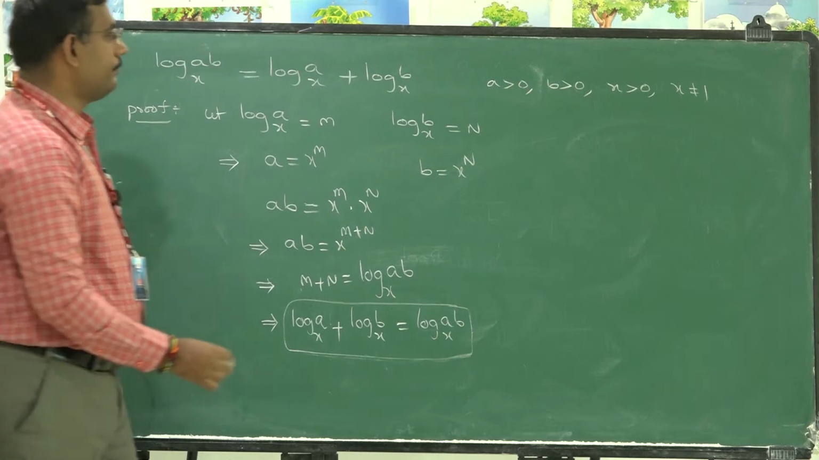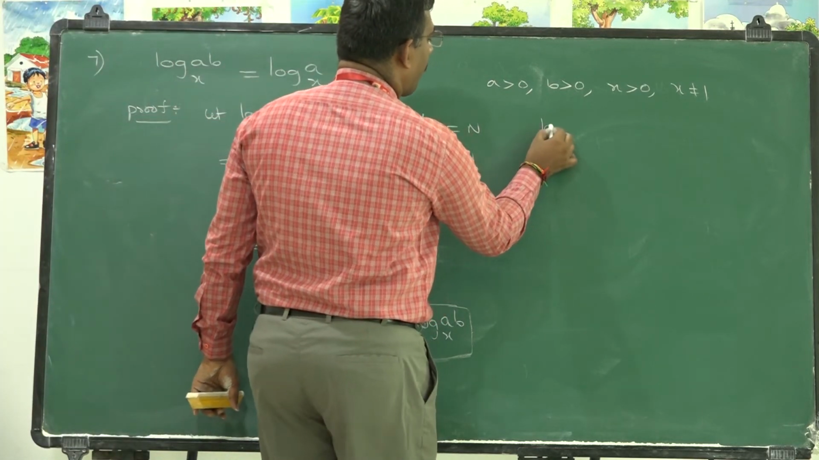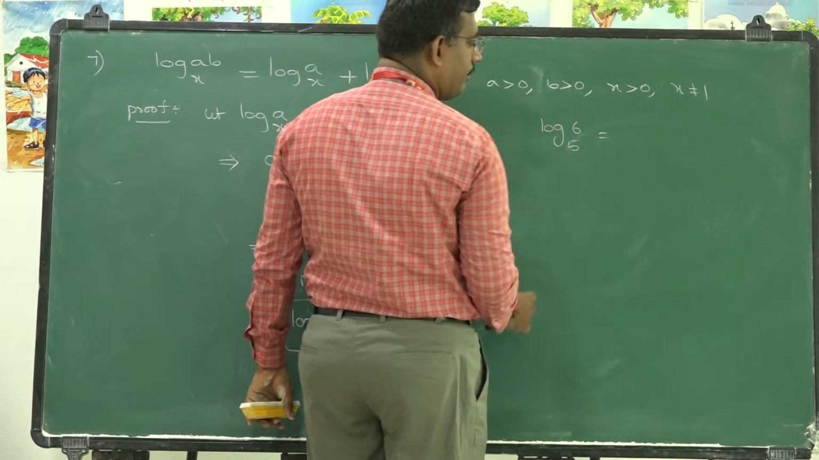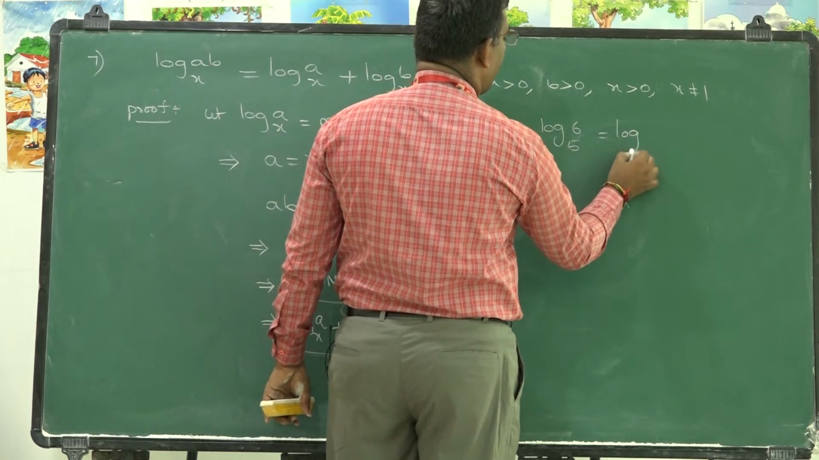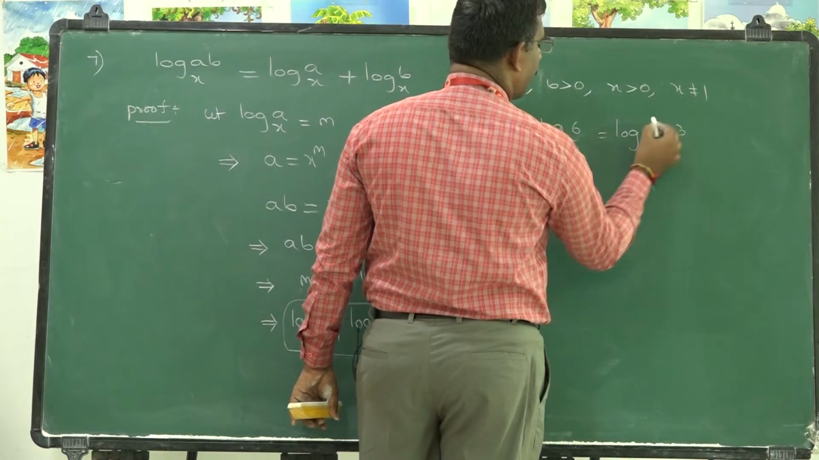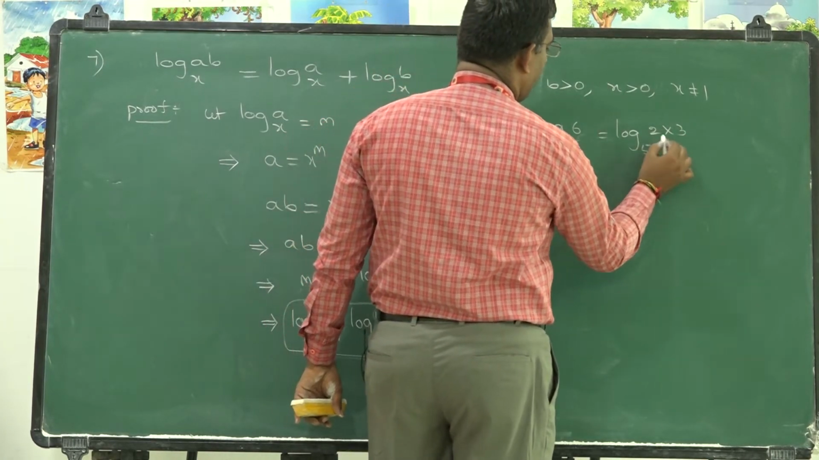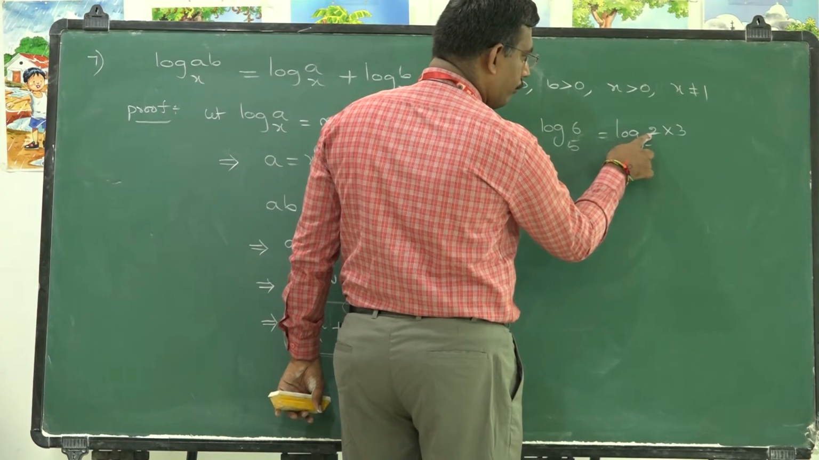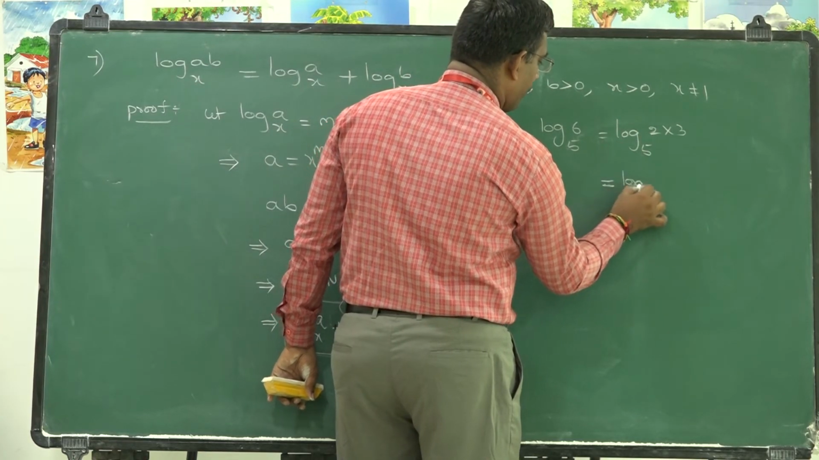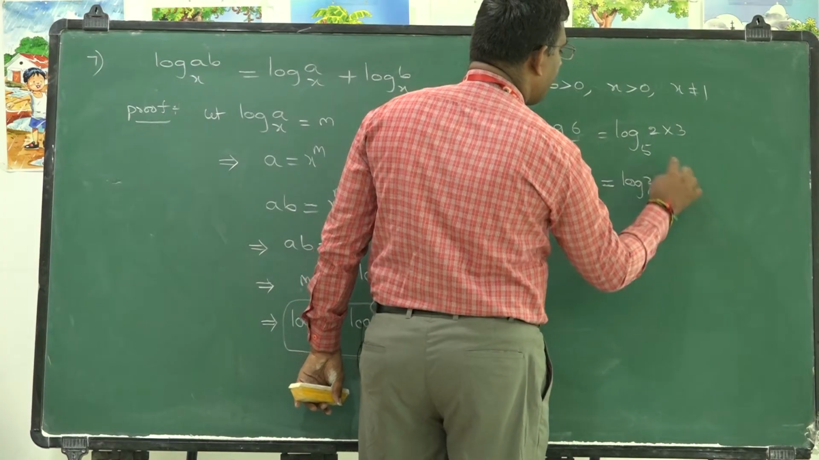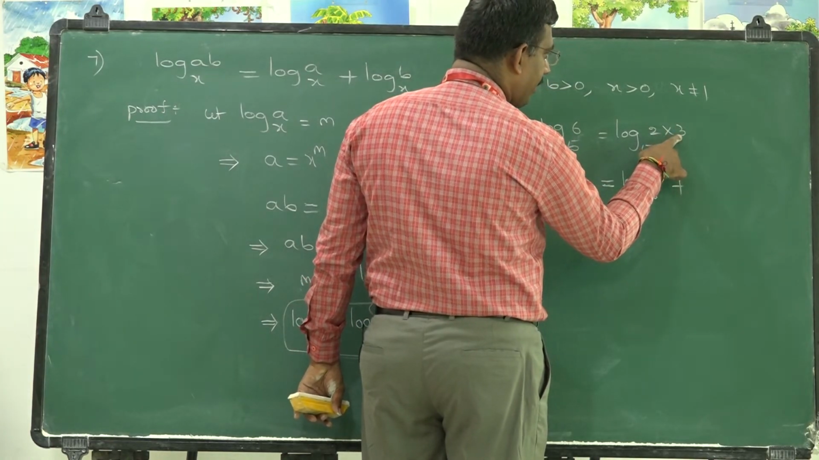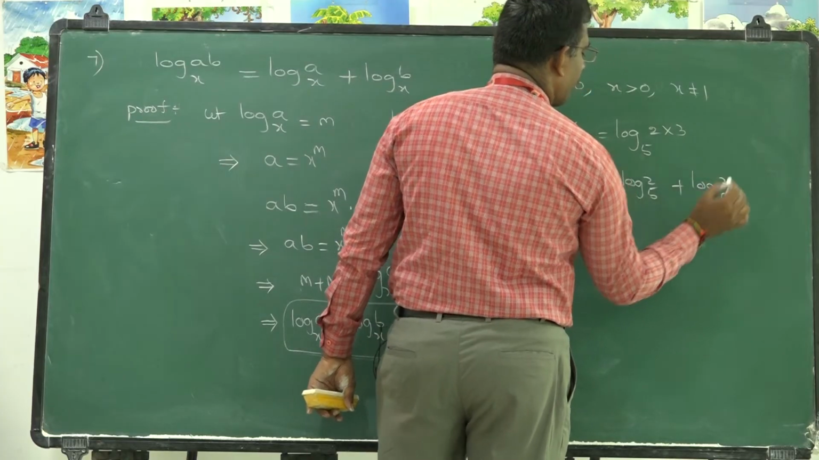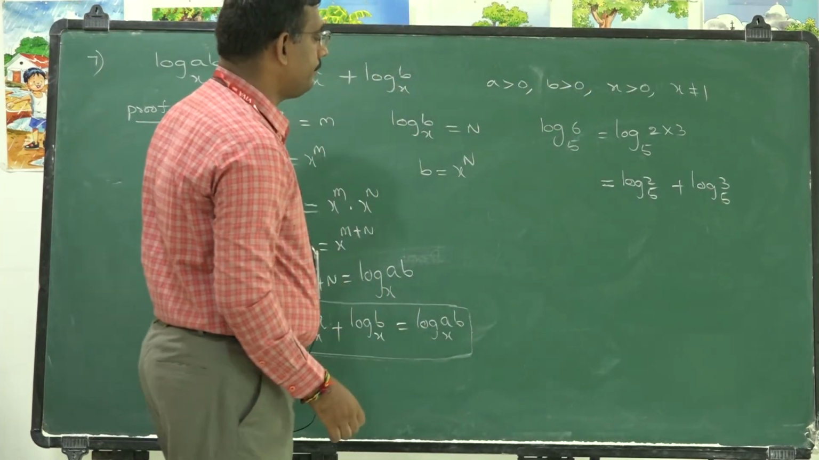For example, log 6 base 5. Suppose we write 6 as 2 into 3, the product of 2 into 3, base 5. So first we write one logarithm with the number 2 to the base 5 plus, now we write another logarithm with the number 3 to the same base, log 3 base 5.